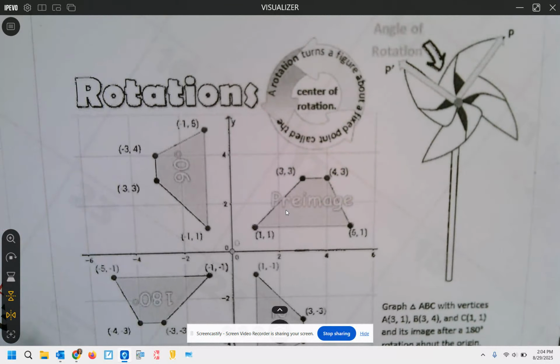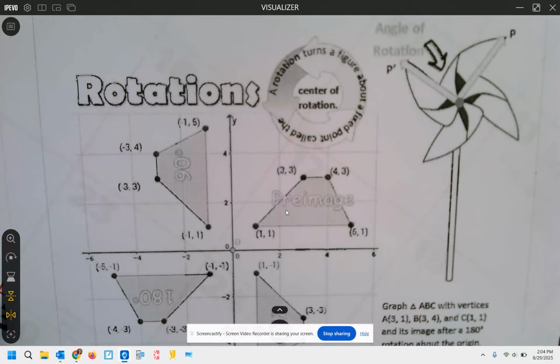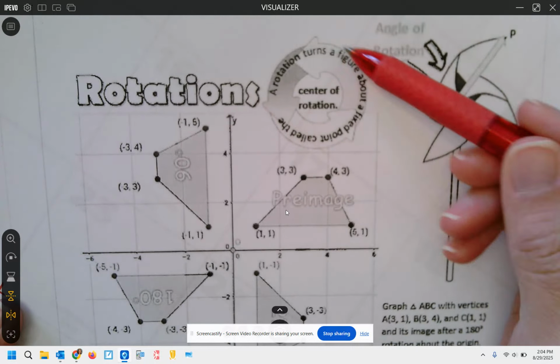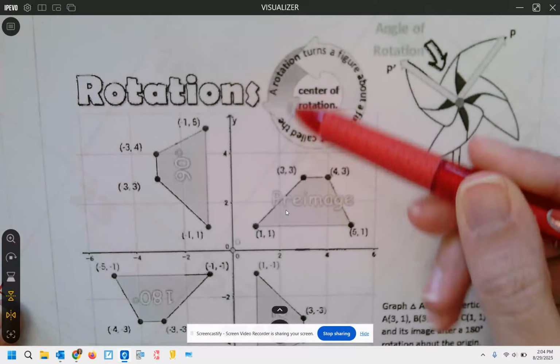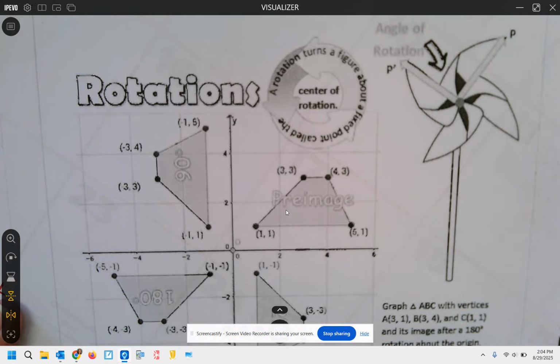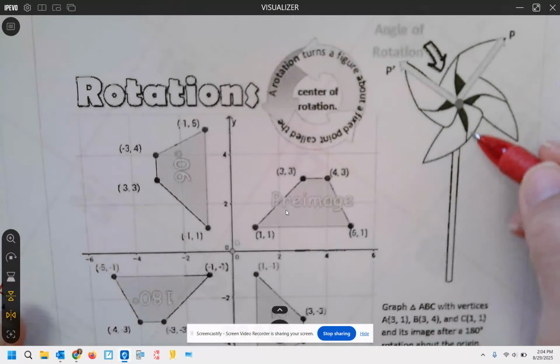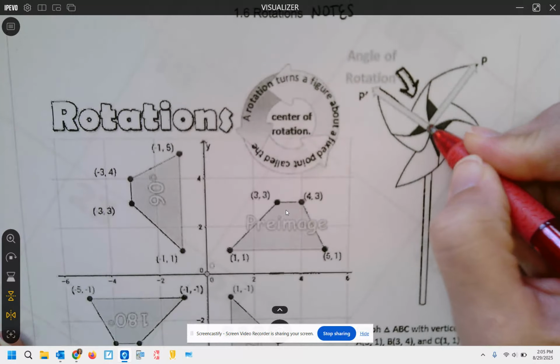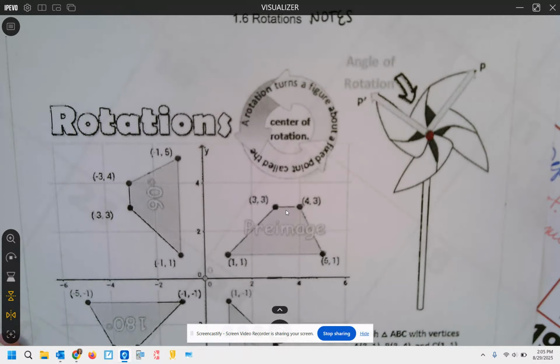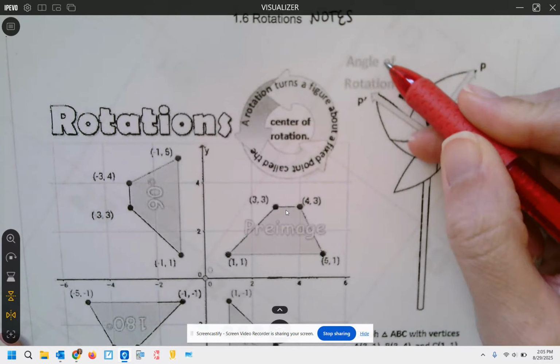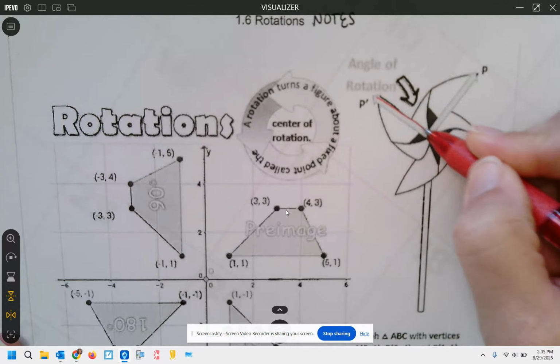Hello, today we're talking rotations. To rotate something means to turn a figure about a fixed point called the center of rotation. So if we're looking at this little pinwheel off to the side here, right here would be the center of rotation, and they're pointing out the angle of rotation.